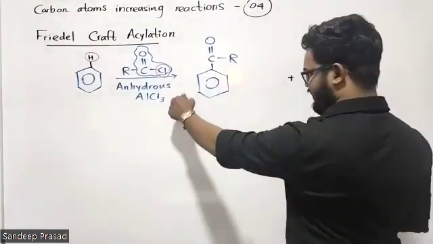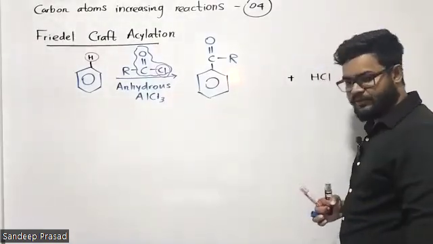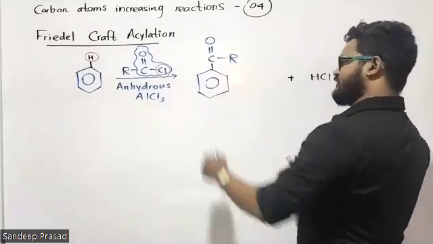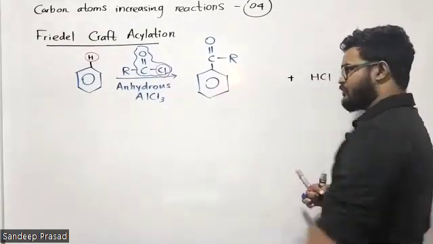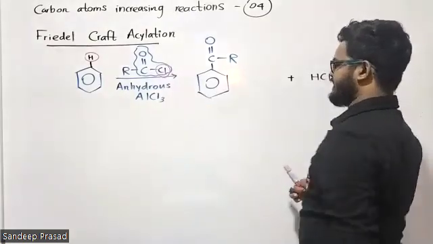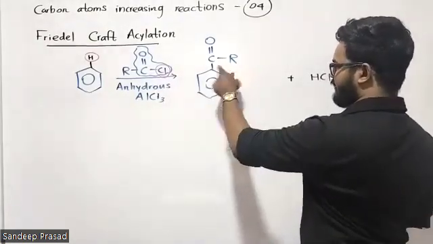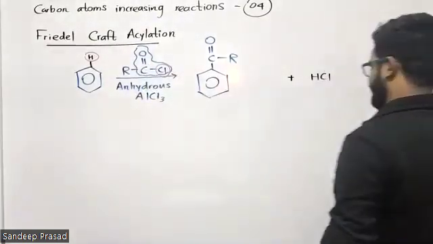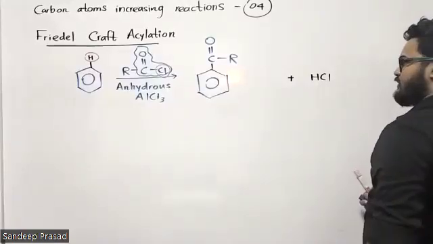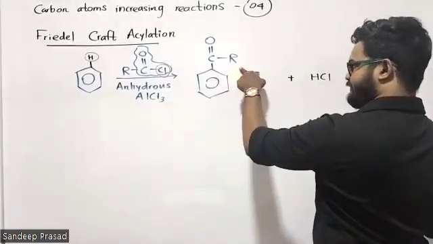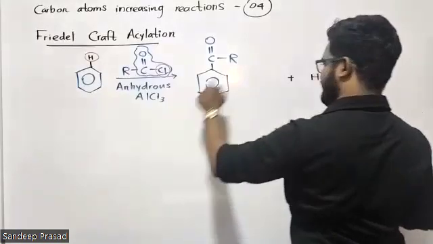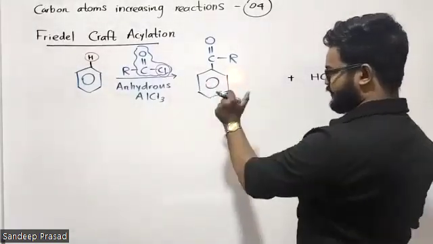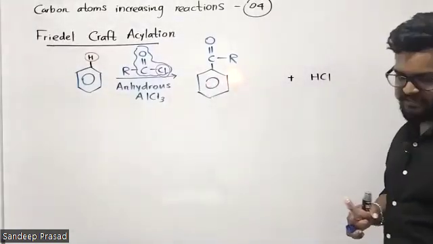As a catalyst, we can add anhydrous aluminium trichloride or else aluminium tribromide. So not only chlorine, we can add acid halide here. Chlorine is eliminated with the hydrogen atom, so HCl is a byproduct. The remaining group, C double bond O, R, is connected to the benzene ring in this way. So this is the Friedel-Crafts acylation.